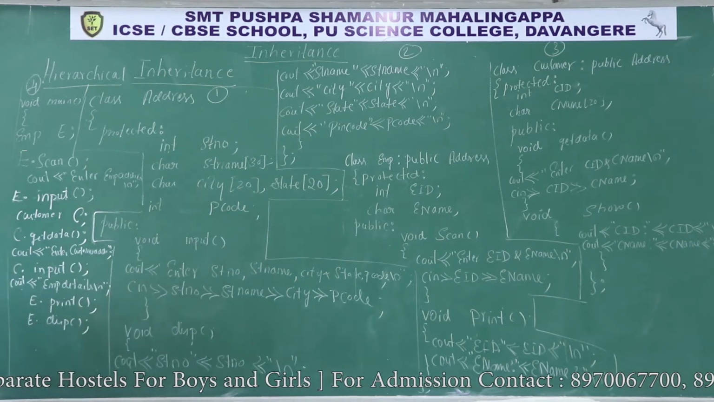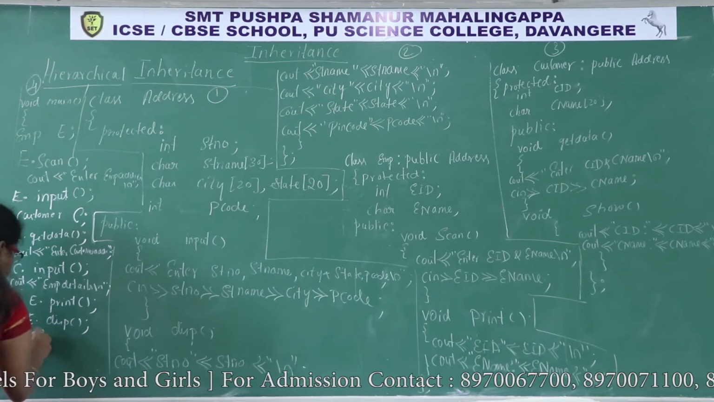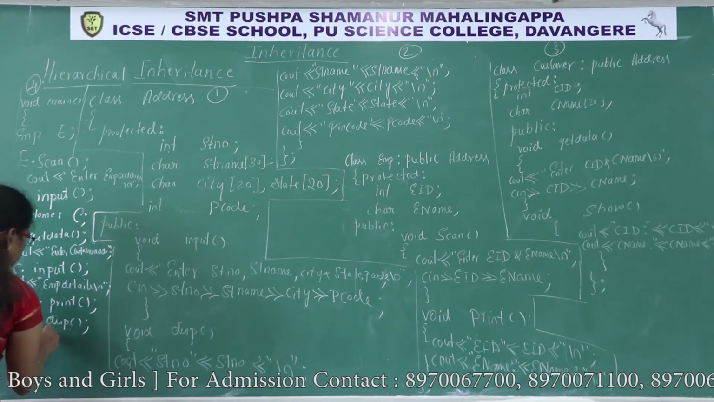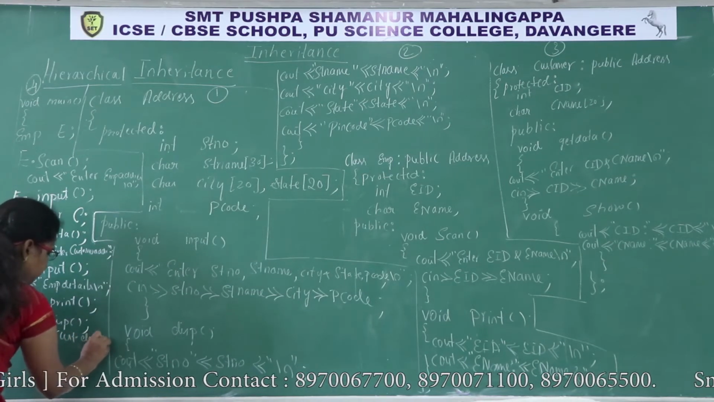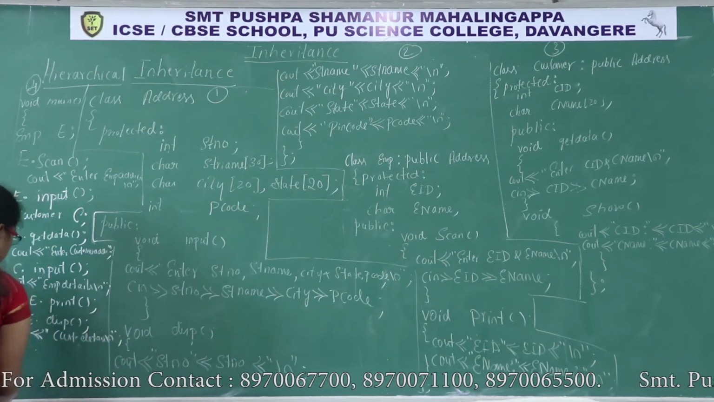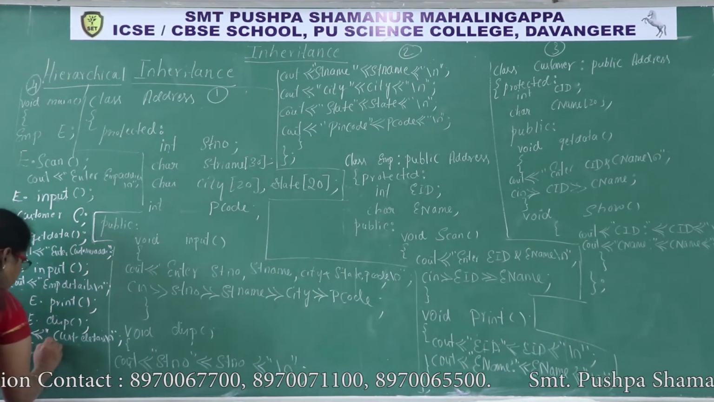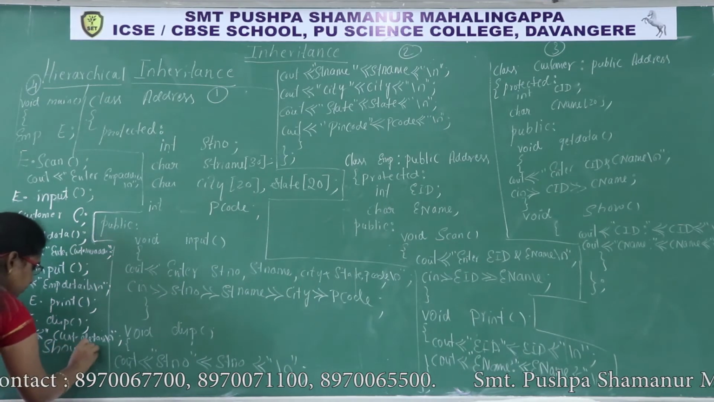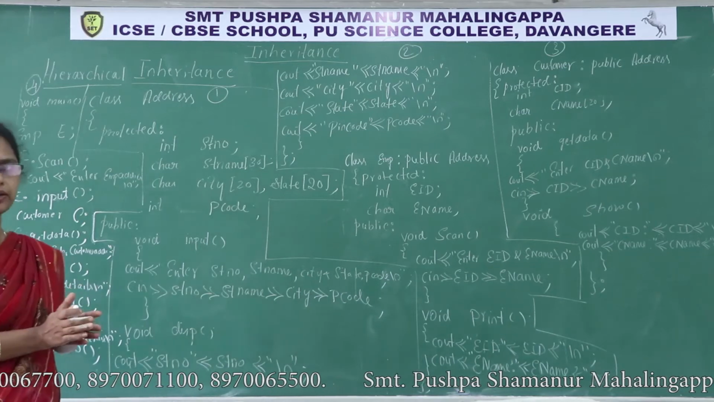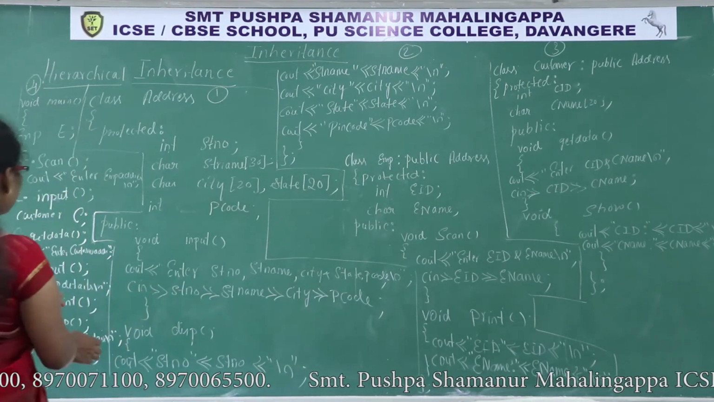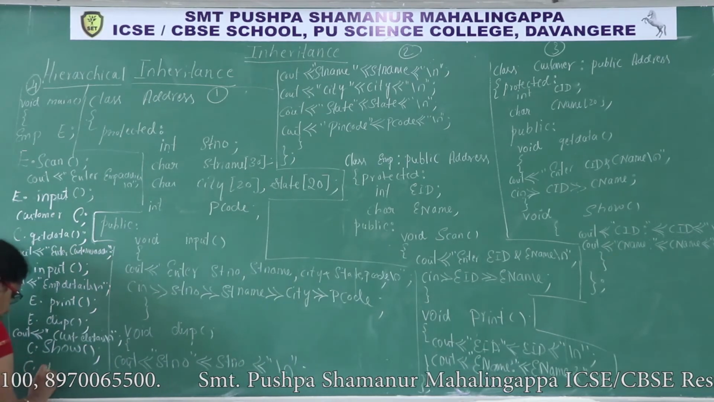Now I want to display customer details, cout insertion customer details, c dot, what is there? Show, c dot show, and one more same. Now I want to display customer address. So to display customer address, again I have to call the display function using this object, c dot disp.